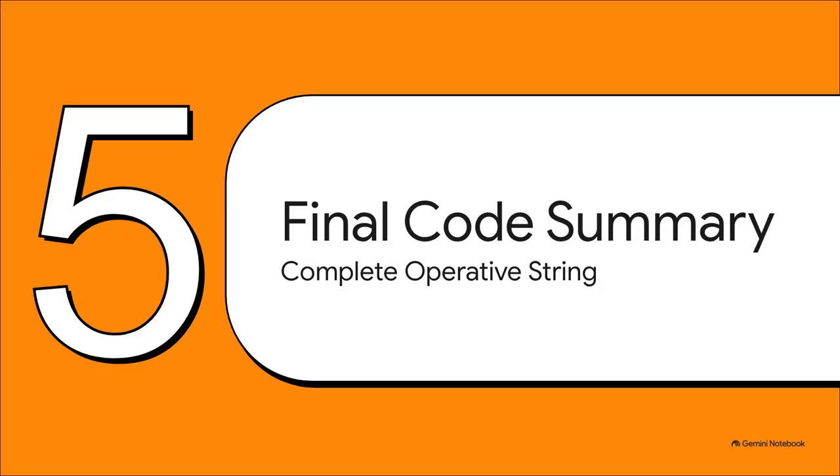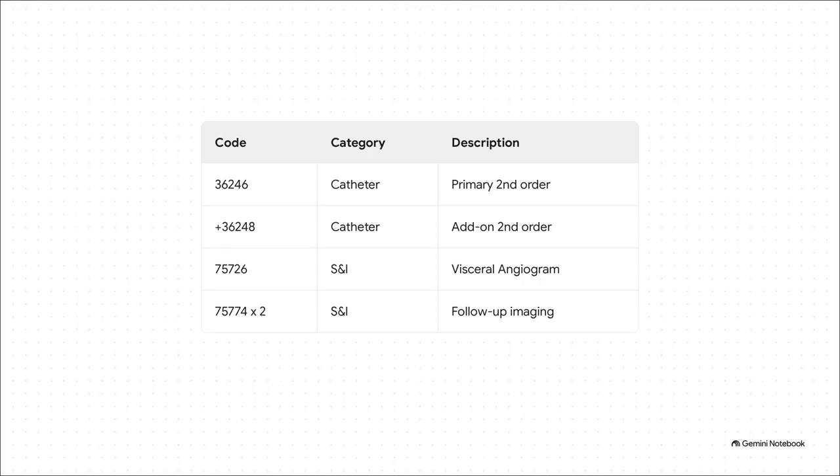All right, here we go. Section 5, Final Code Summary, the complete operative string. We have successfully deconstructed the physical journey of the catheter, and we've mapped out the radiological imaging. Now, it's time to bring the whole shebang together.